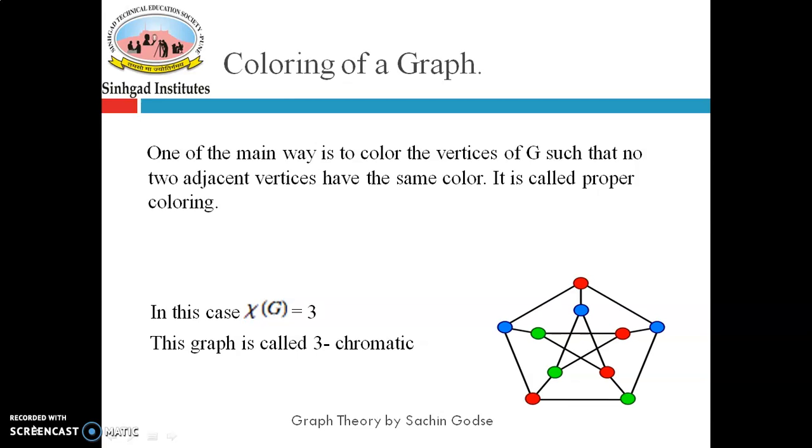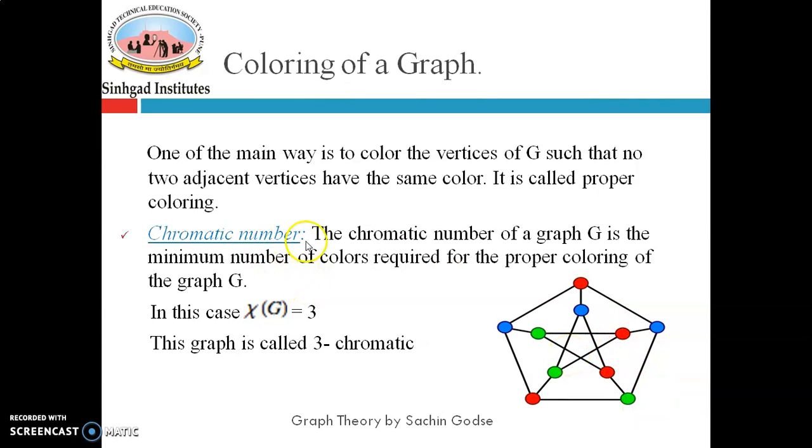So how many minimum colors will be required as per this condition, that is called the chromatic number for that particular graph. You can see the example here. This is the graph and a minimum of 3 colors are required to color the graph such that two adjacent vertices do not have the same color. In this case, the chromatic number is denoted by χG, and χG is equal to 3. So this graph is called 3-chromatic.